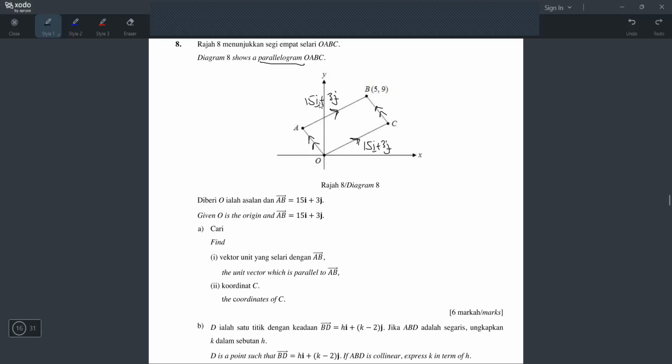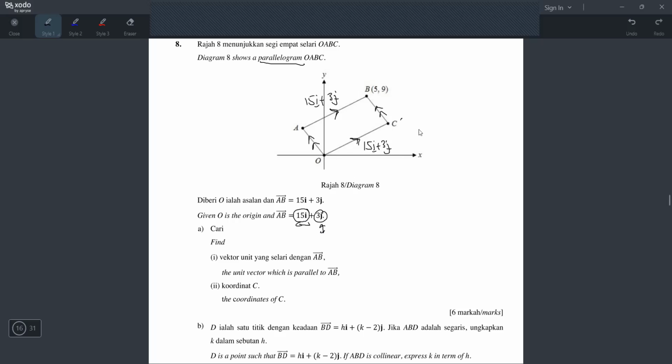Okay. What does I represent? I is for pergerakan yang kiri kanan. J is for pergerakan yang atas bawah. So 15i plus 3j, what it means is the vector is going 15 to the right and then 3 up. Means 15 kotak ke kanan and then 3 kotak ke atas. That's what it means.